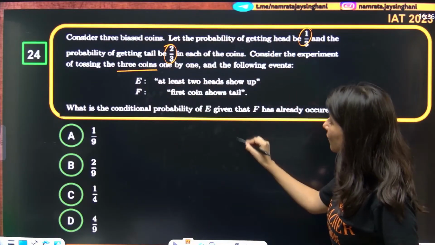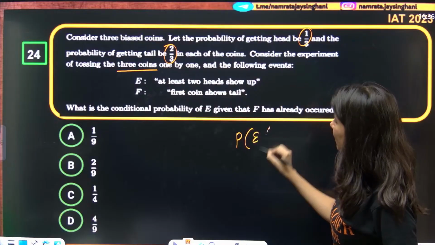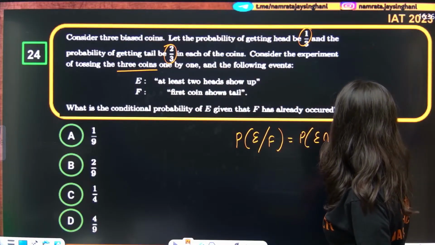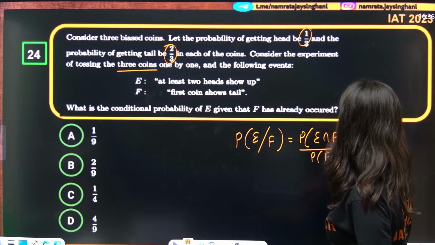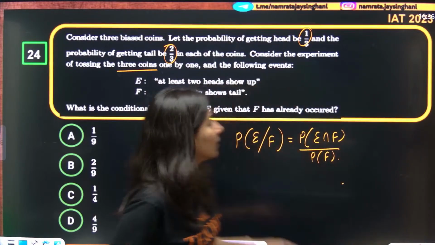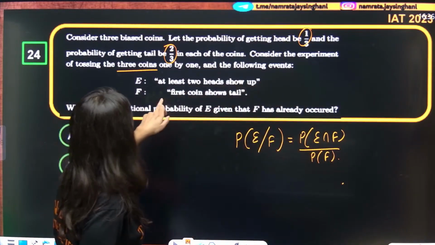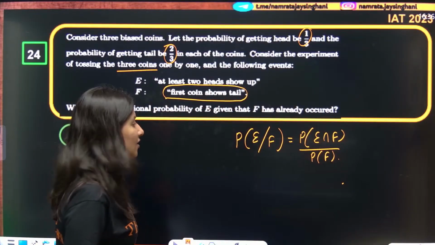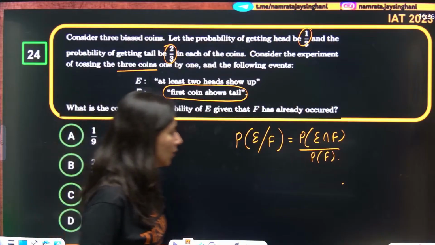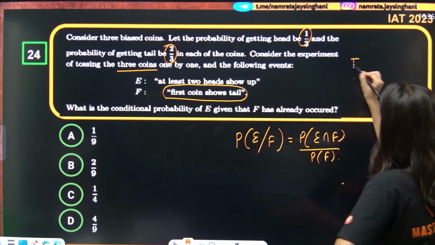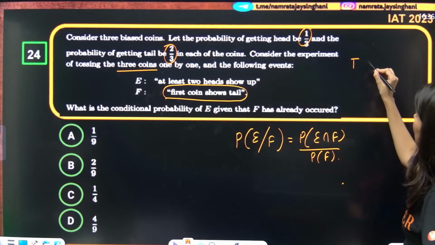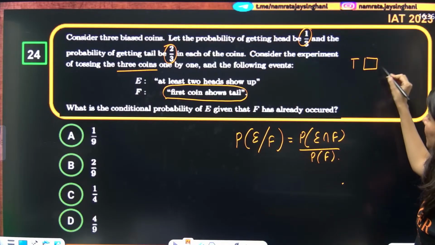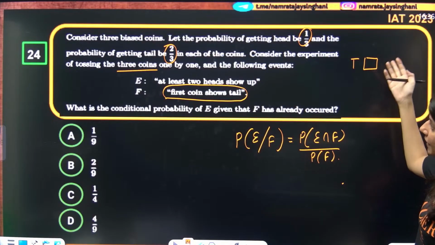So you are looking for the probability of E given that F has already occurred, which is probability of E intersection F upon probability of F. What is E? What is F? Let's read. First of all, let's read F. F means first coin shows tail. So when first coin shows tail, that's fixed. Second coin can show anything. It can be either head or tail.